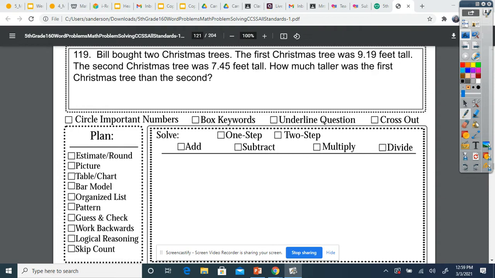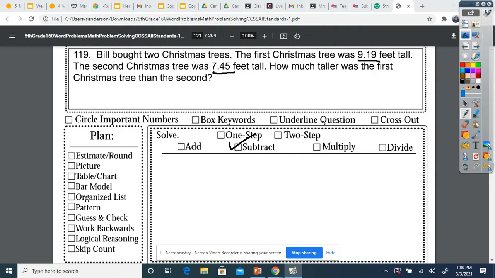So Bill bought 2 Christmas trees. The first Christmas tree was 9.19 feet tall. The second Christmas tree was 7.45 feet tall. How much taller was the first tree than the second? So we're trying to find the difference in height. You notice I'm using the word difference. Difference is to subtract. So we need to subtract these two numbers.